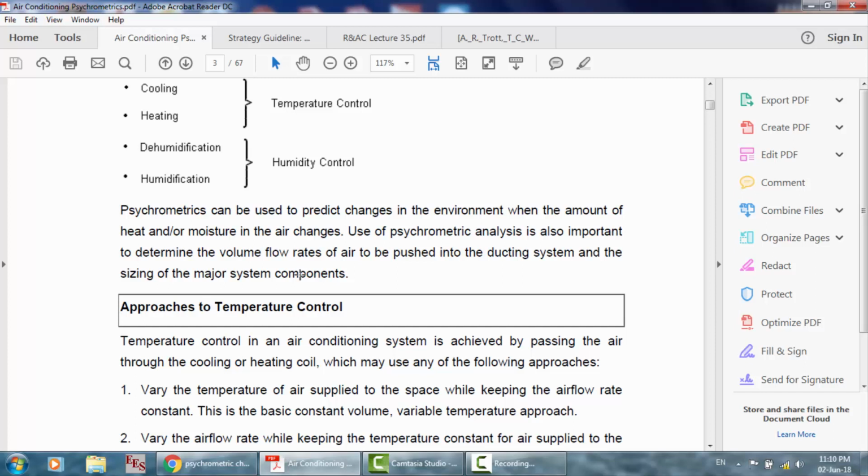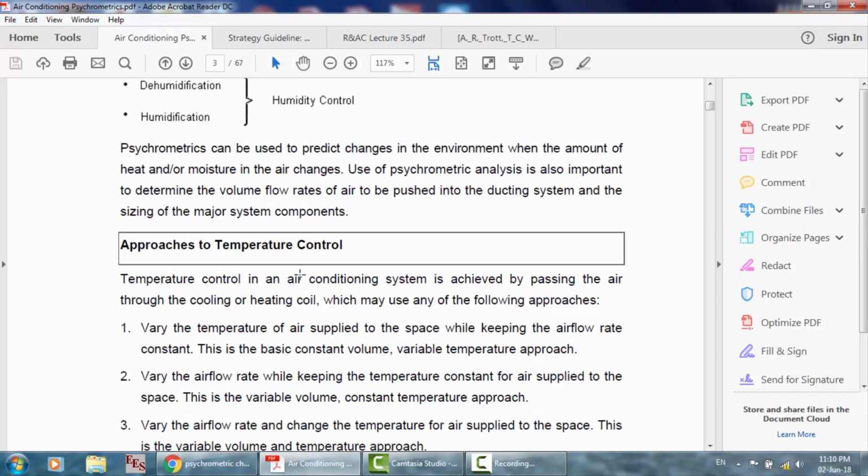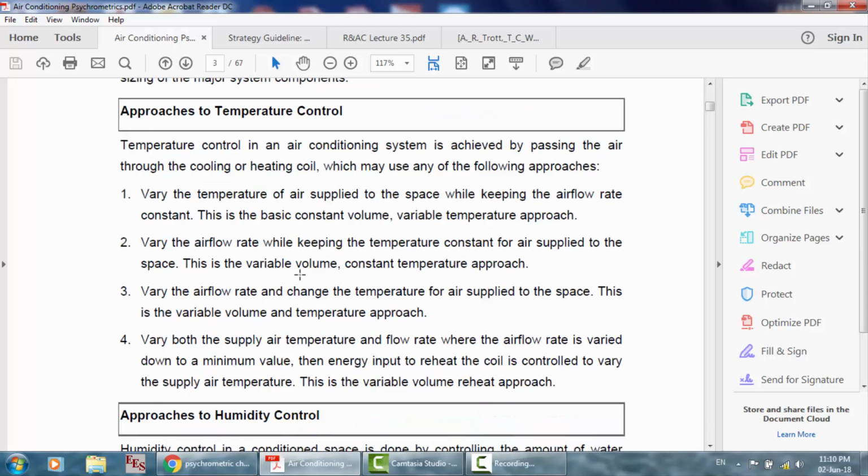Psychrometrics can be used to predict changes in the environment when the amount of heat, air, or moisture in the air changes. Okay, so the use of psychrometric analysis is also important to determine the volume flow rates of air to be pushed into the ducting system and the sizing of the system components.